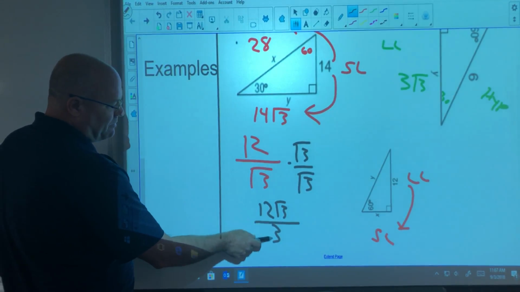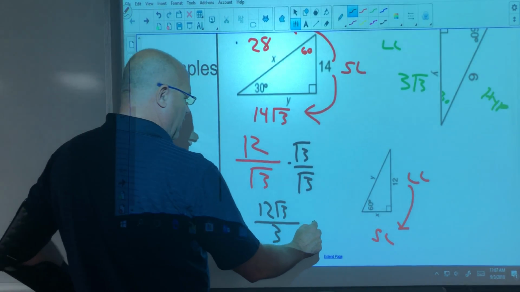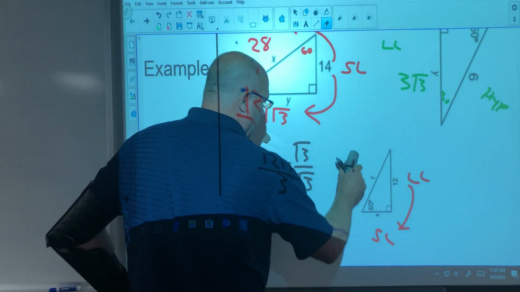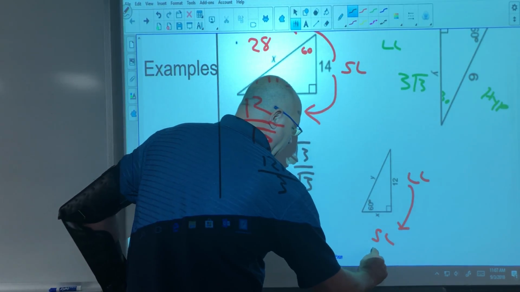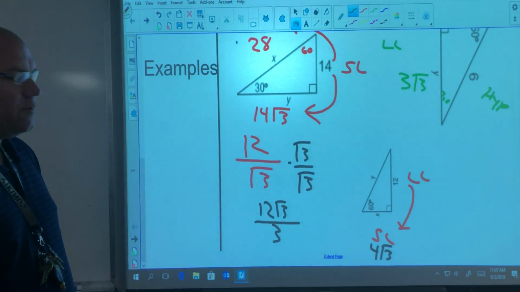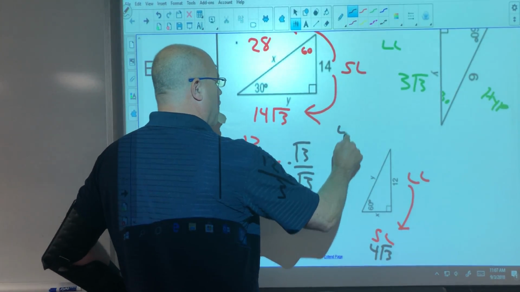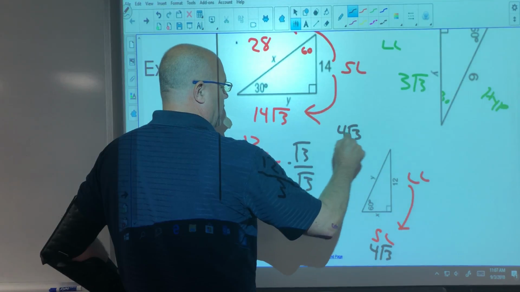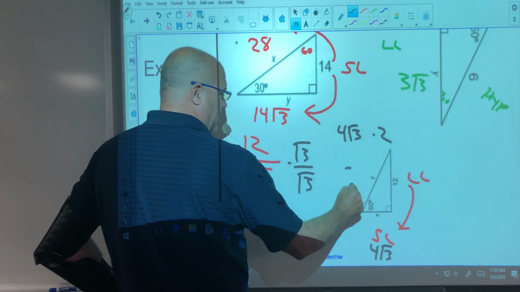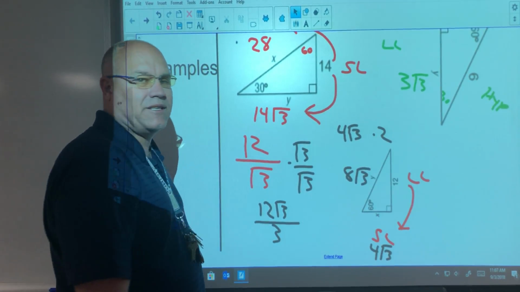All right, now I can simplify here, because these are factors. So pull out the 3's and you're left with 4 square roots of 3. Oops, wrong spot. So my short leg is 4 square roots of 3. All right, so now with the hypotenuse, what do we do? We multiply that by 2. So this is 4 square roots of 3, and we're going to multiply that by 2. Well, we know 2 times 4 is 8, so this is going to be 8 square roots of 3. And that's it for the 30, 60, 90.